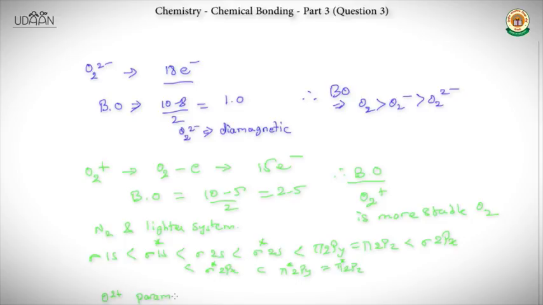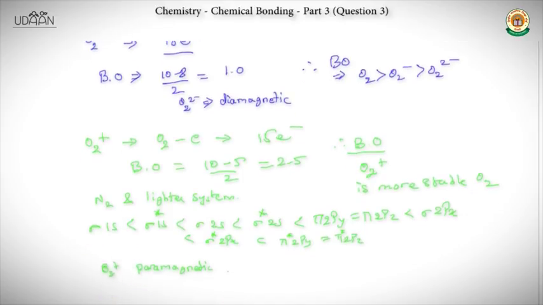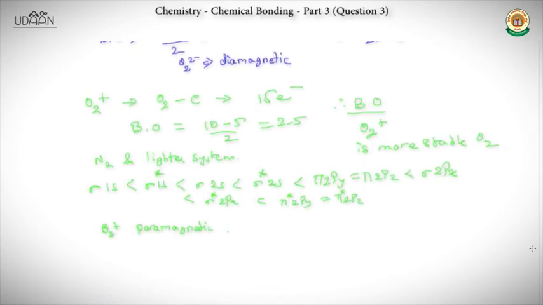Now that we know O2 plus is paramagnetic, we also know that in terms of bond order, it has a higher bond order than O2, O2 minus, and O2 2 minus, which means it's more stable than all of them as well. And consequently, is its bond length shorter or longer? Its bond length is shorter, as bond length is inversely proportional to bond order. We should always remember that.